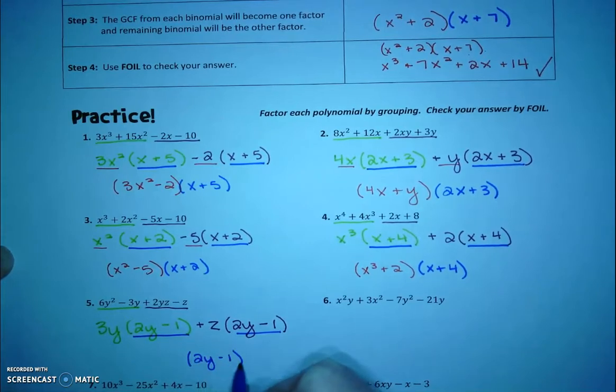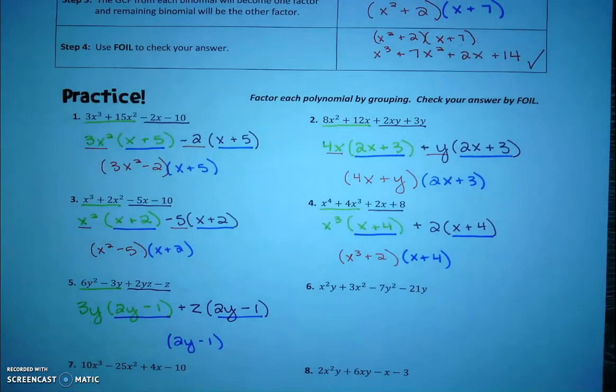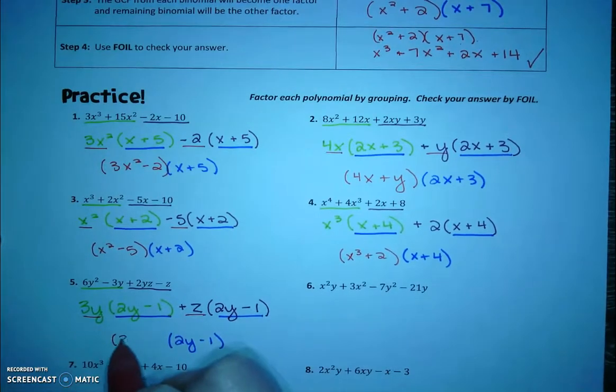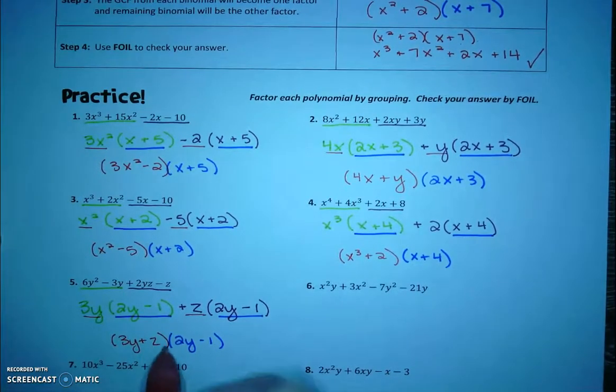Once we do that, we can take out our common thing, so our 2y minus 1, that's one part of our answer, and then the second part of our answer is those GCFs, so 3y plus z.